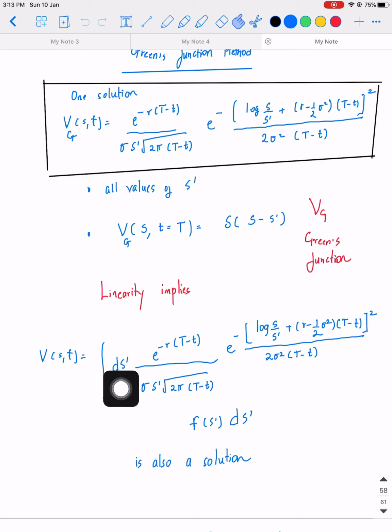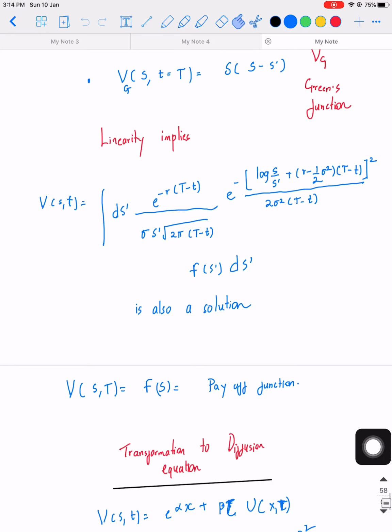Any random linear combination, if I'm writing it, let me just get rid of the ds prime over here. Just note that this is a solution for any particular value of s prime. If I multiply by f of s prime and then integrate over all possible values of s prime, that will also be a solution. So this is also a solution. Now let us use the condition that when t is equal to big T, this becomes a delta function.